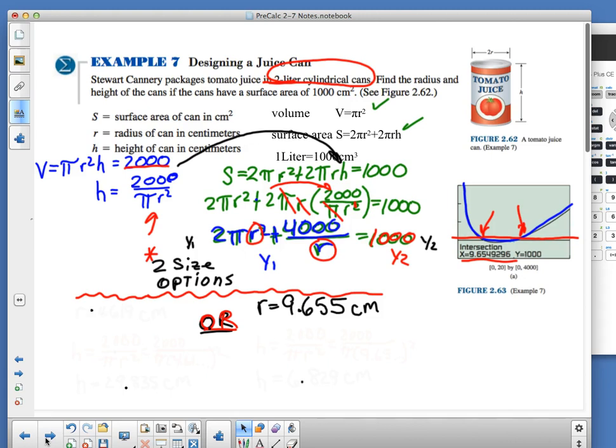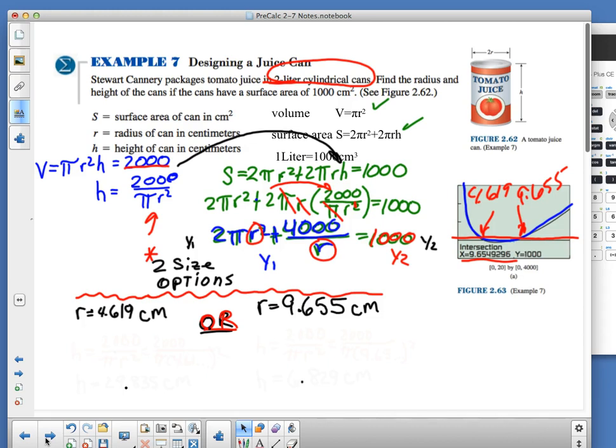This is my first one. That's 9.655. My other one is 4.619. That's this one here, 4.619. And this one on the right side is 9.655. When I go into my calculator and I find the intersections of those two functions, y1 and y2. Okay? Now, after I do that, I'm going to reread because, yeah, I got radiuses, but they're looking for find the radius and height of the cans.